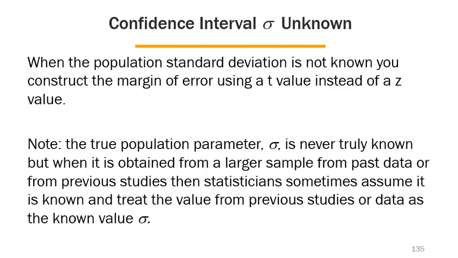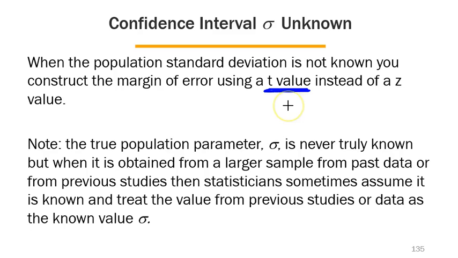The other case that we had is when sigma is unknown. So when the standard deviation is not known, you construct the margin of error using a t-value instead of a z-value. So we're going to use a t-value in this kind of scenario.